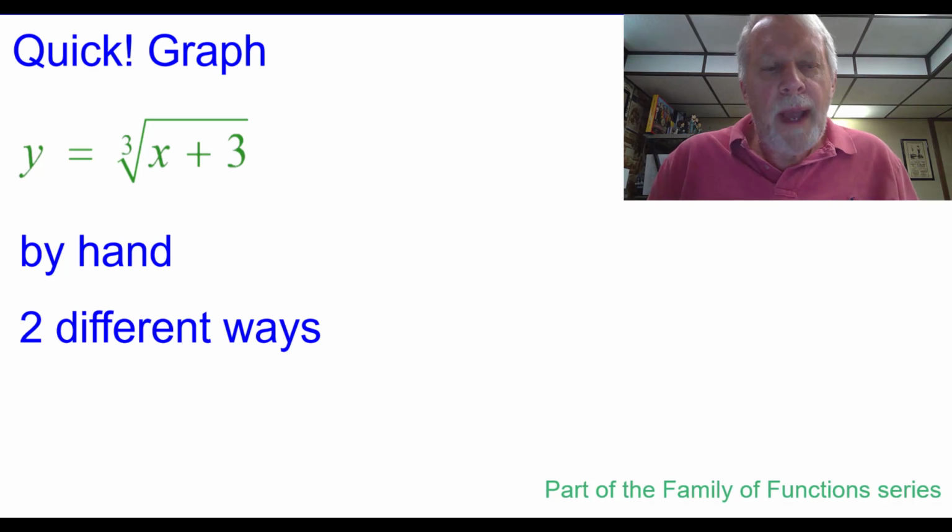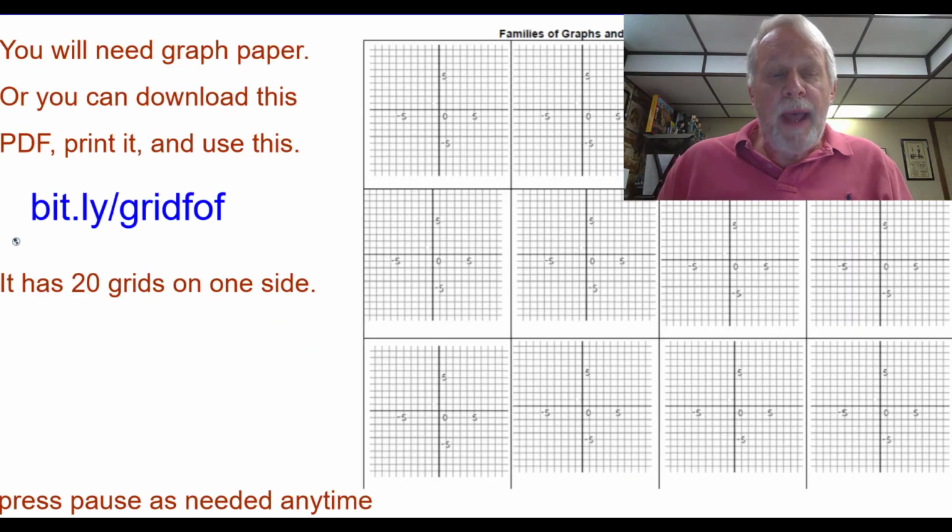Quick, graph y equals the cube root of the quantity x plus 3 by hand, two different ways. This is part of the Family of Functions series. You will need graph paper, or you can download this PDF and print it. Press pause as needed anytime.